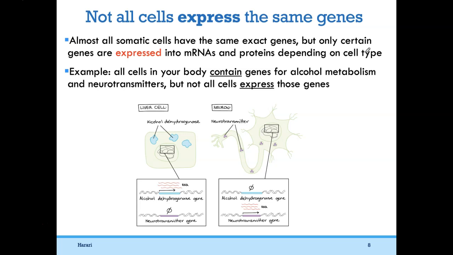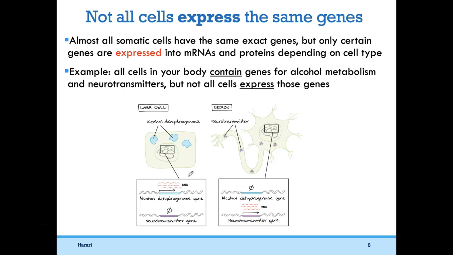So for example, all somatic cells in your body contain genes for both alcohol metabolism and neurotransmitters. Those are two very different things, right? One has to do with neurons, one has to do with the liver. But even your skin cell has these genes, an alcohol dehydrogenase gene and a neurotransmitter gene. But not all cells will express those genes.